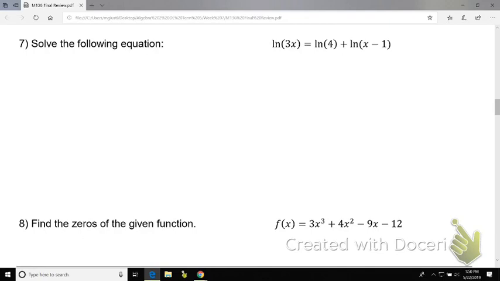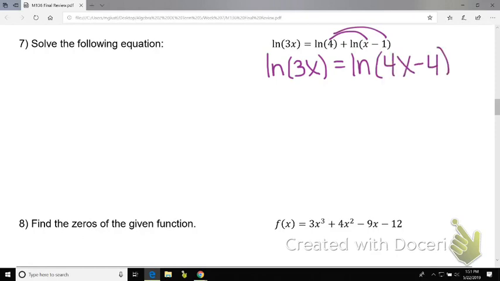So when you guys see addition on the right-hand side, what do we normally do to condense it? You multiply. So my left side stays the same, and then the right side, I'm going to multiply those right there. So you'd have to distribute, right? You'd have 4x minus 4. And now we can just set the two expressions equal to one another.